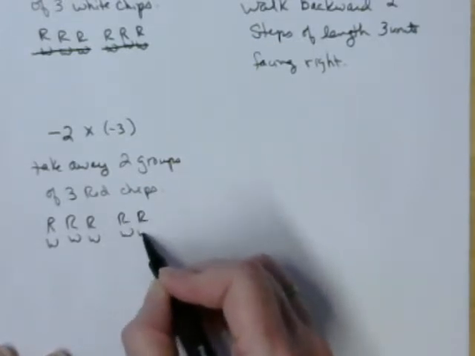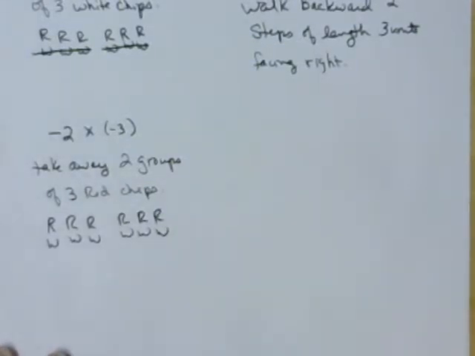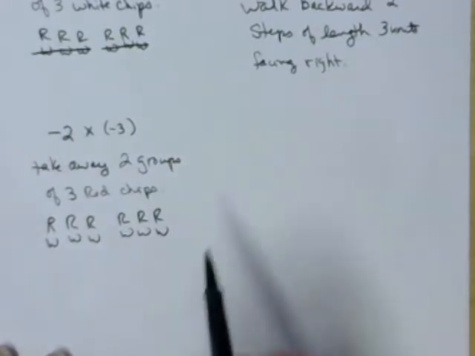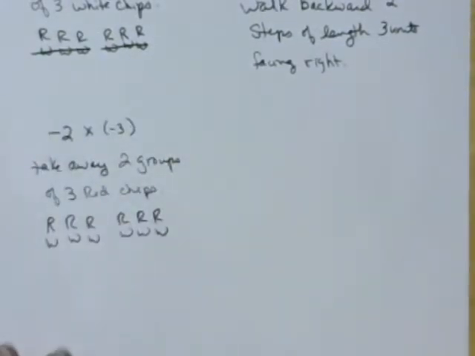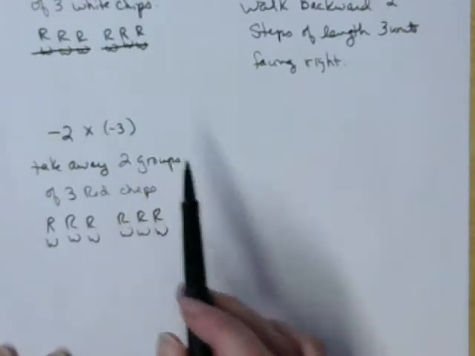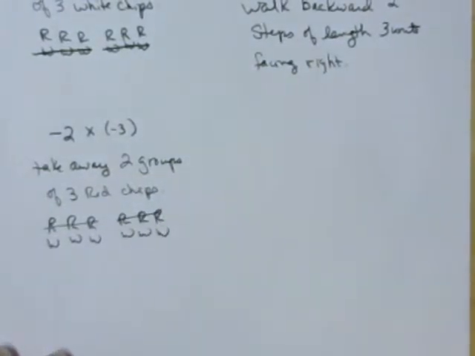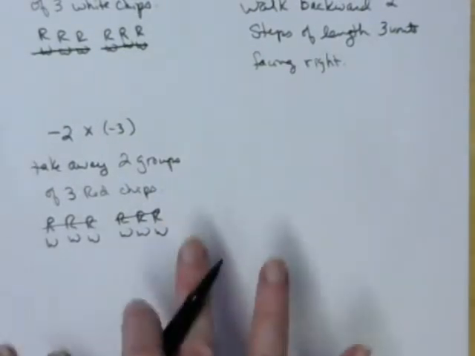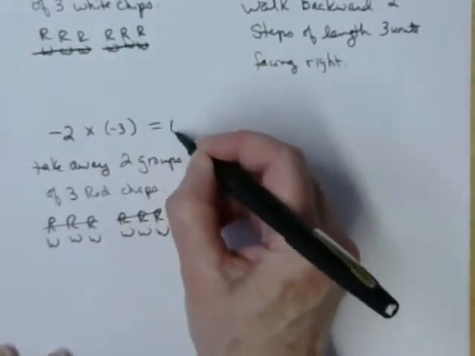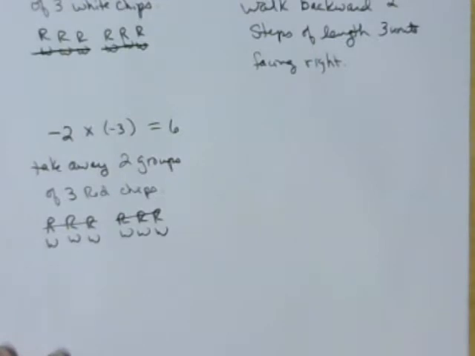So I'm going to put some 0 pairs out. Now currently I still have a 0, but now I'm going to actually do the takeaway operation. So now I'm going to take away 2 groups of 3 red chips. Here's one group of reds. Here's a group of reds. So I've taken those 2 groups of reds away. I've got 6 whites, and that's how we end up with a +6 for that one.